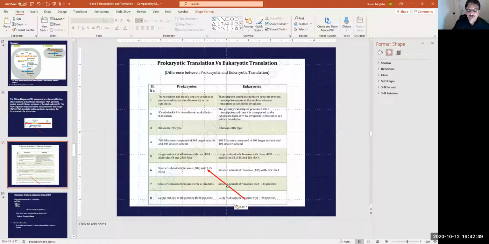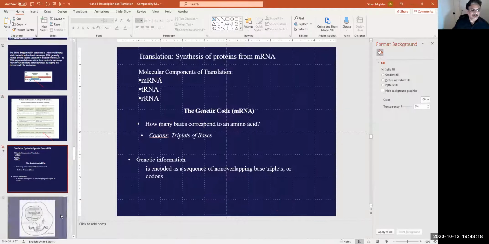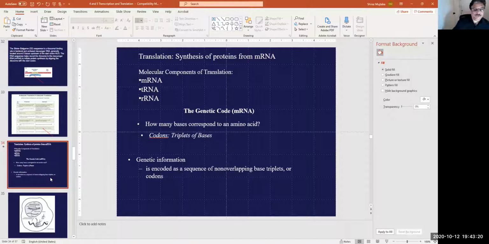Three different kinds of ribosomal RNA in the larger subunit of the ribosome. The smaller subunit has 16S rRNA, whereas humans or eukaryotes have 18S. The smaller subunit of bacterial ribosomes has 21 different proteins, whereas in eukaryotes the smaller subunit has 33 proteins. Similarly, there are 36 proteins in the larger bacterial ribosome subunit and 49 proteins in the larger subunit of eukaryotes. So I have almost read all the differences to you. Now let's come to the essential players of translation.